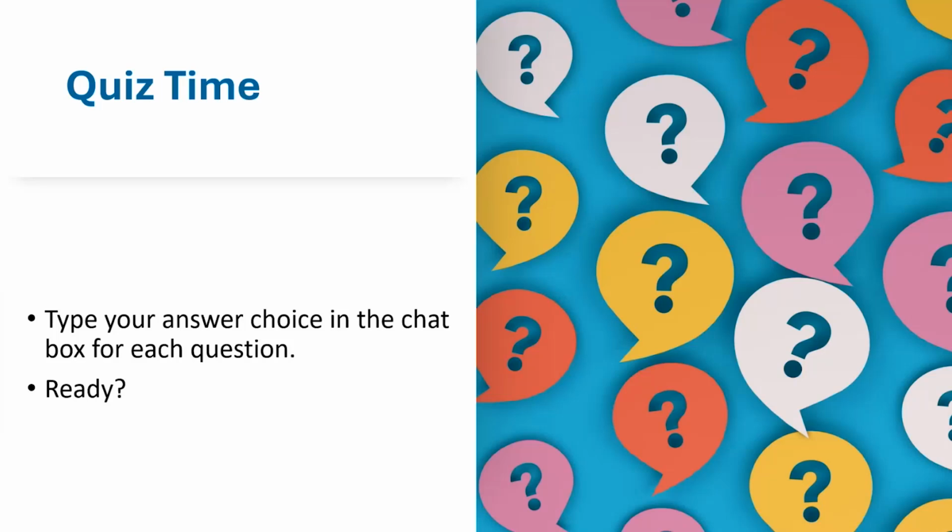So this next part, you're going to type your answer choice in the chat box. And it's going to be really easy. You're going to type a letter, A, B, or C. That's all you're going to type in the chat box. So here comes question 1.